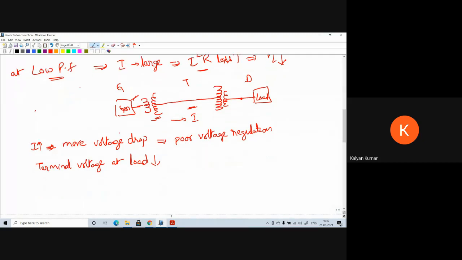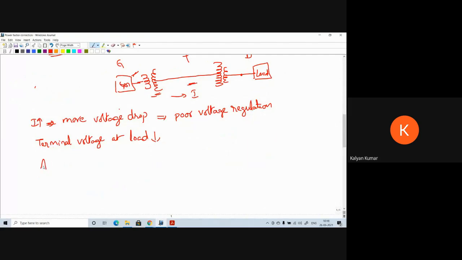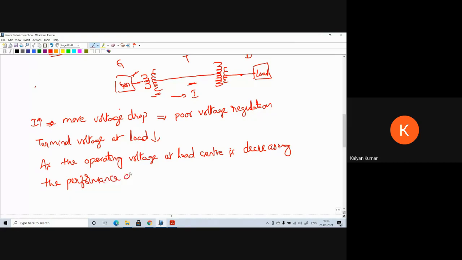So, as the operating voltage at load center is decreasing, the performance of utility devices will become poor.